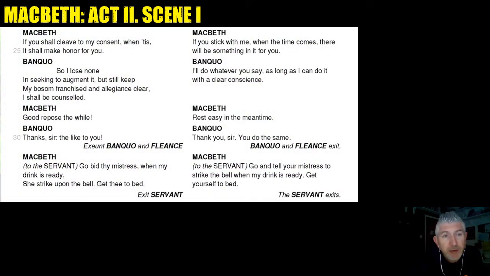Macbeth: If you shall cleave to my consent when 'tis, it shall make honour for you. Banquo: So I lose none in seeking to augment it, but still keep my bosom franchise and allegiance clear, I shall be counselled. Macbeth: Good repose the while. Banquo: Thanks, sir. The like to you. Exeunt Banquo and Fleance. Macbeth to the servant: Go, bid thy mistress, when my drink is ready, she strike upon the bell. Get thee to bed. Exit servant.